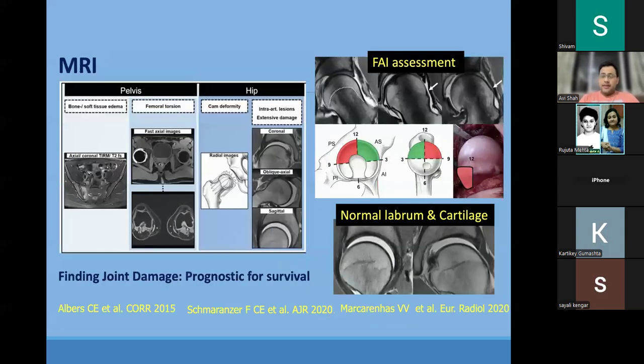So next, as I said, you've seen whatever you wanted on X-ray, but we want more information regarding the other.